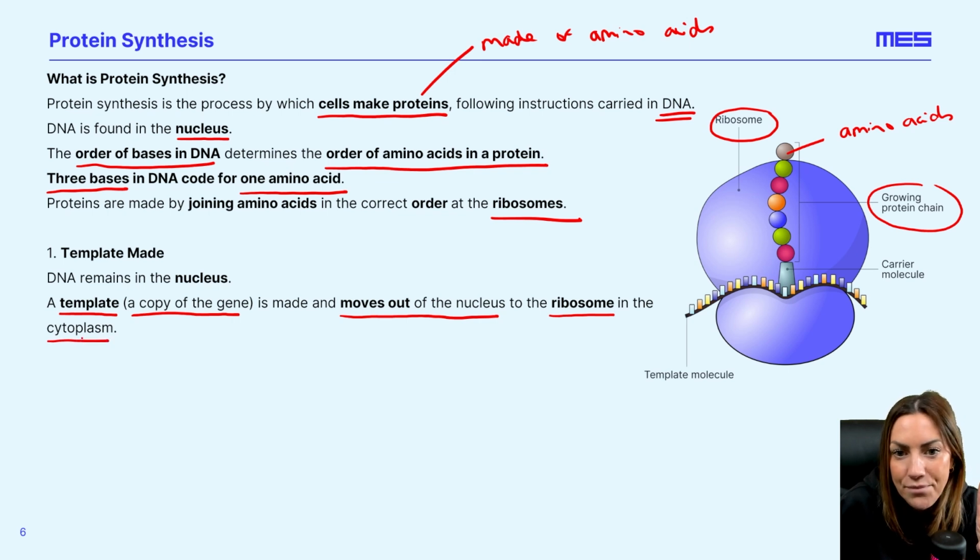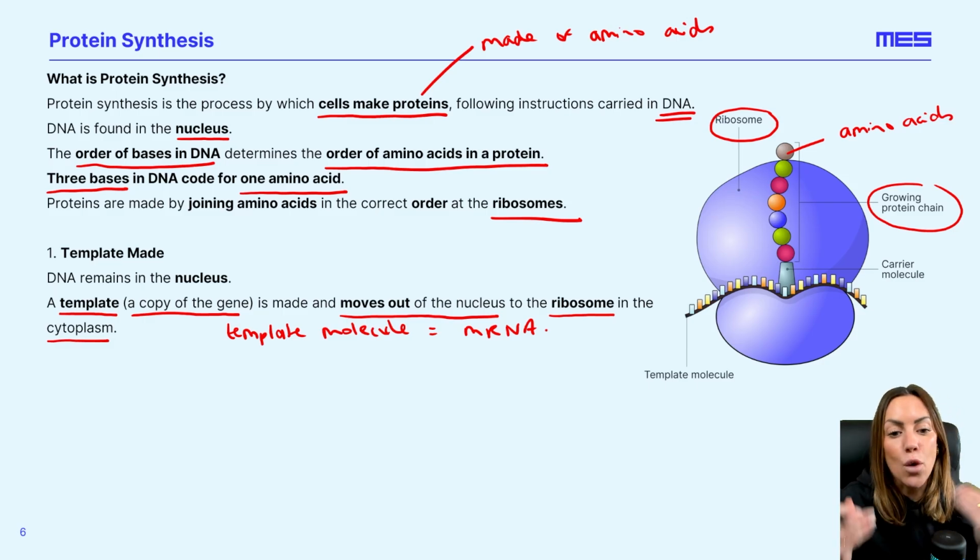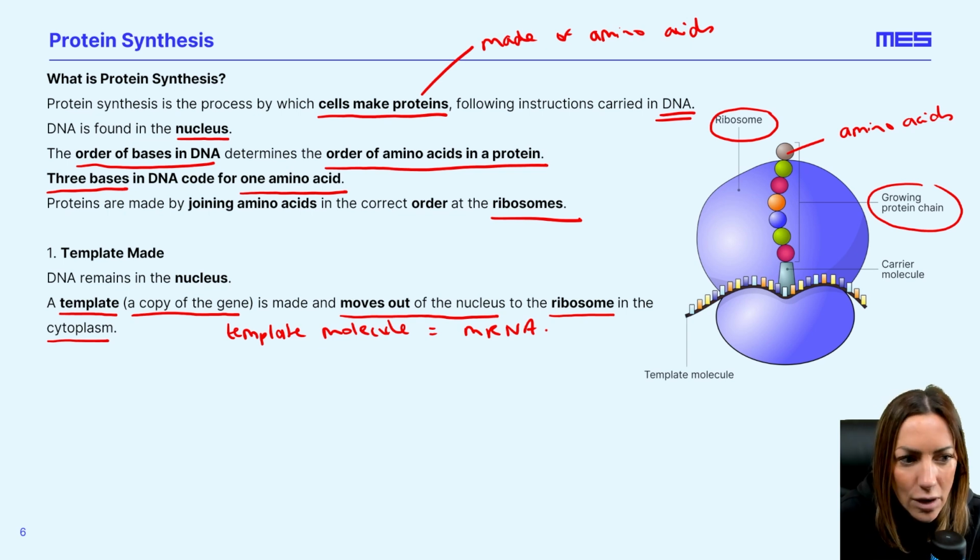Now, this template molecule, your teachers might have told you the actual name of it. The template molecule is called messenger RNA. But you don't have to call it messenger RNA at GCSE. You can just call it a template molecule. But hopefully that makes sense so far. The DNA is in the nucleus. We need the code to get to the ribosomes, which are in the cytoplasm. So we make a copy of the DNA. We make a template molecule called messenger RNA, which can leave the nucleus and carry the genetic code to the ribosome.